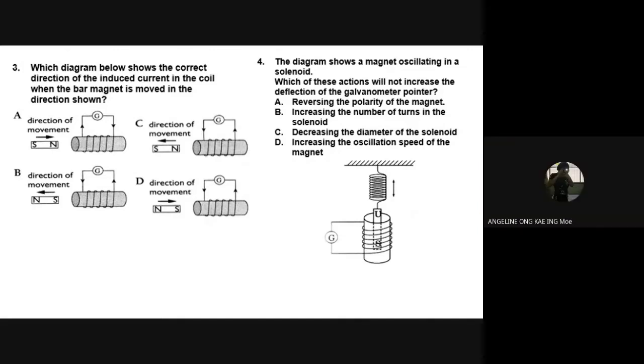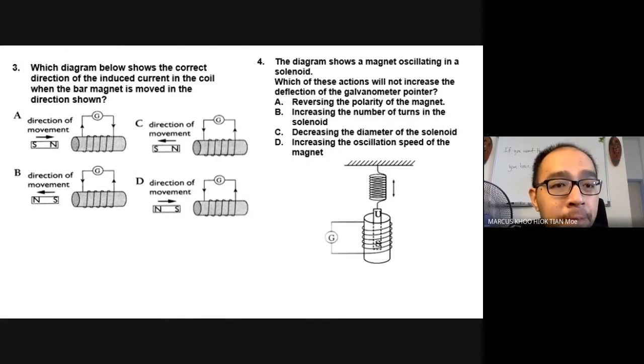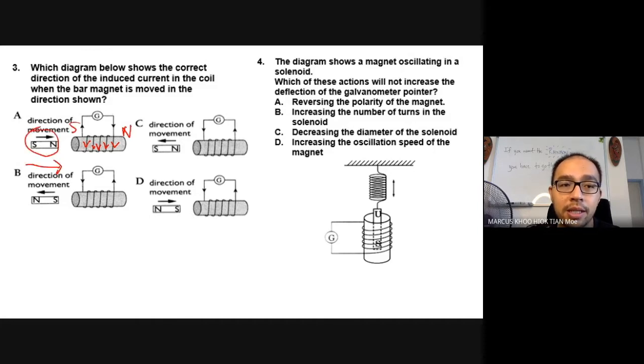All right, number three, Angelique. A. 3A shows the correct direction of the current induced. This one means it's going downhill. If it's going down here, means this side is north, and this side is south. Cannot be. If this is going in, this should actually be north. Okay, so the actual answer will be B.